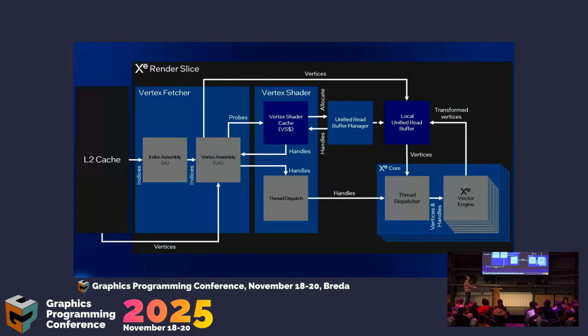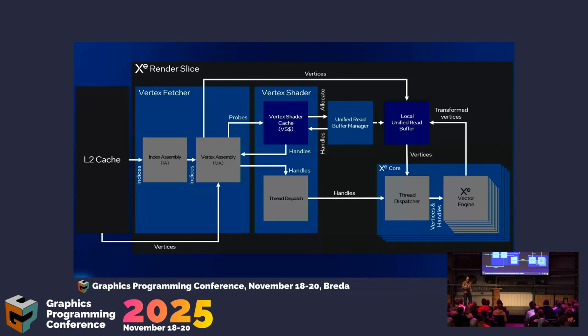If we dig a little bit more into the flow here, we can see how this is working. So we've got our vertex fetcher. It's made up of an index assembly and a vertex assembly, again, a fairly close mapping to the kind of graphics pipeline you'd see in DirectX, for example. And we've got our indices flowing in from the level 2 cache. They get fetched. Vertices get fetched into the vertex assembler.